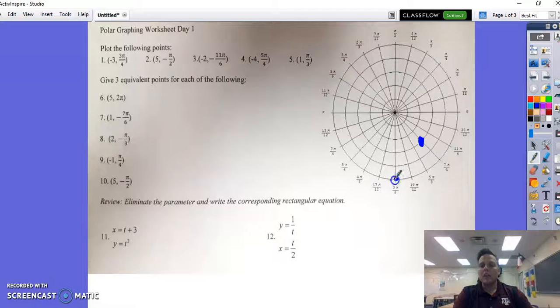So what would be another way of stating this point? One way of saying the location of this point is 5, -pi over 2. But what would be another way of saying this point? Well, I could also think about it as being 5, 3 pi over 2.